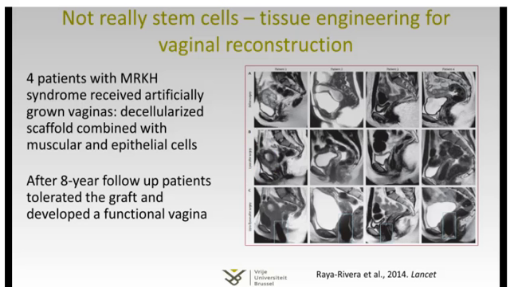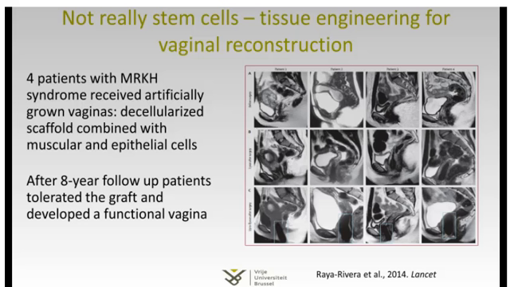They substantially developed artificial organs. They took a biocompatible scaffold and seeded it with epithelial and muscular cells. They incubated the organ to give time to the cells to engraft and proliferate. After, they transferred these artificial organs to four patients with absence of a vagina, with the MRKH syndrome that I described before, so without vagina.